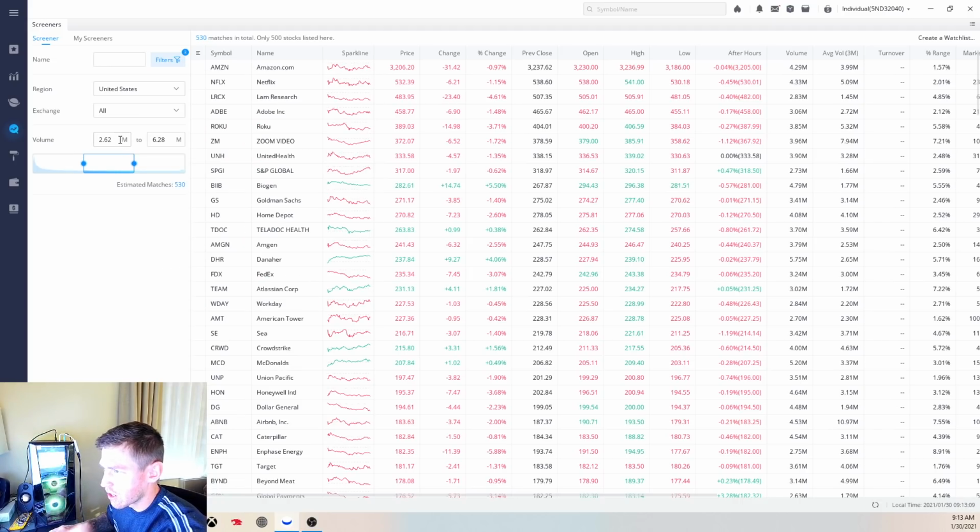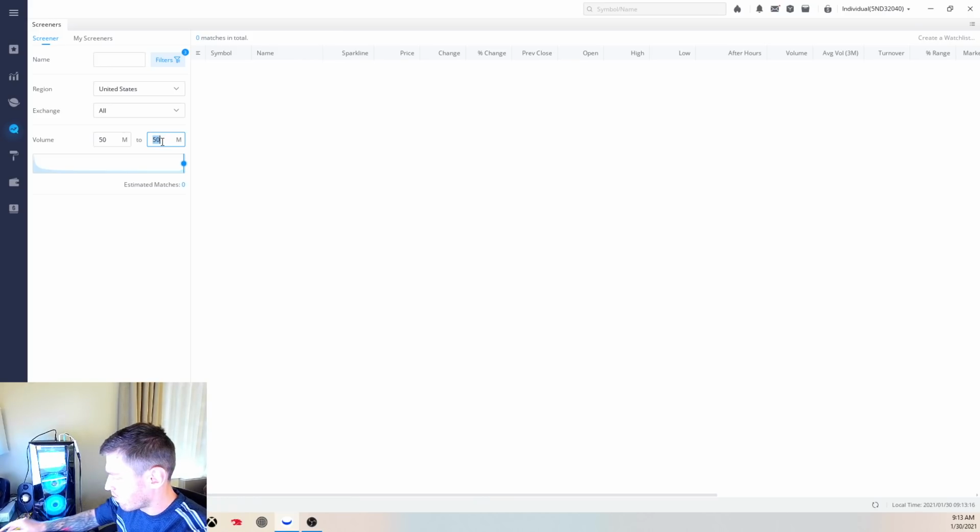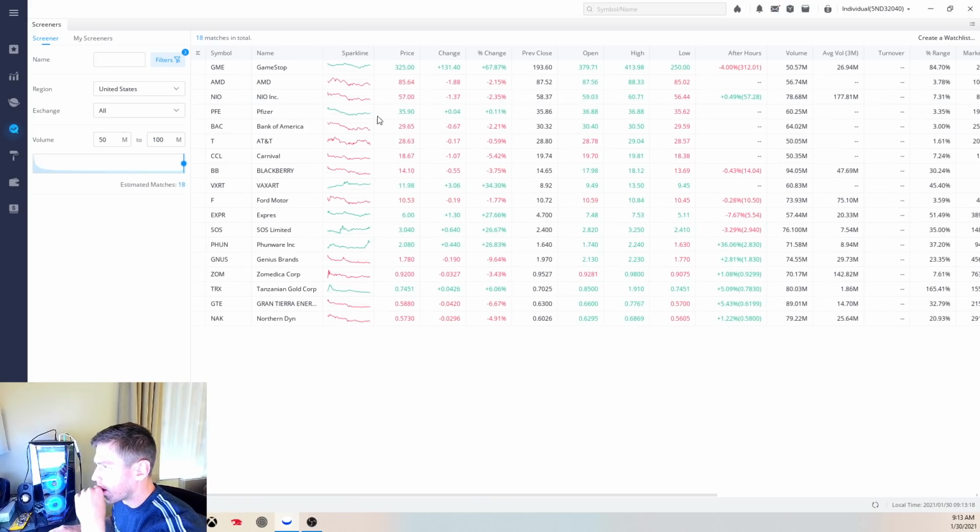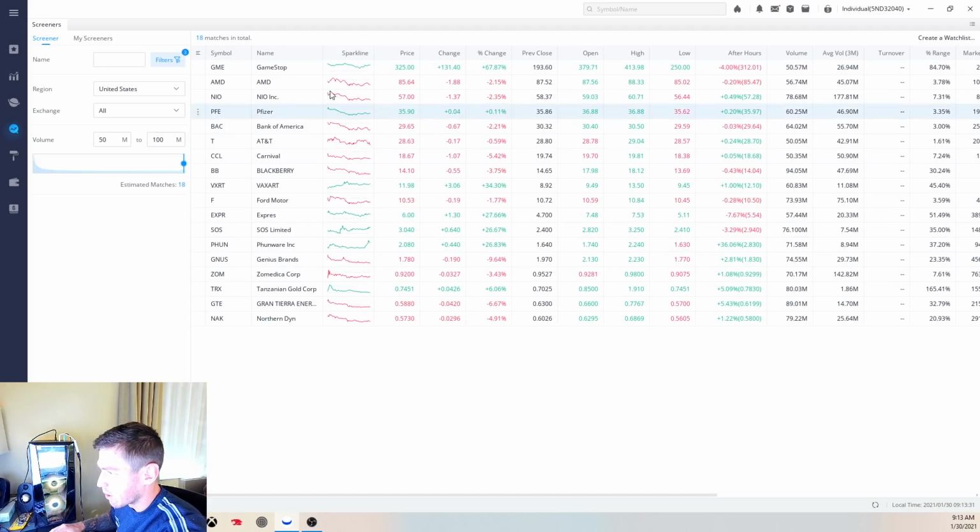So let's come back over here, and let's say that I'm looking for volume somewhere between 50 million to 100 million, like this. It'll pull up stocks that are trading that high. So we can see GME, AMD, NEO, PFE, Pfizer, Bank of America. All these different stocks are trading pretty high in volume, and it will show you a whole bunch of different indicators and things that you're looking for, right? So the Sparkline, which is the trend line, basically, the overall price action on the chart, the price, the change percentage, previous close, open, high, low, after hours, volume, average volume.